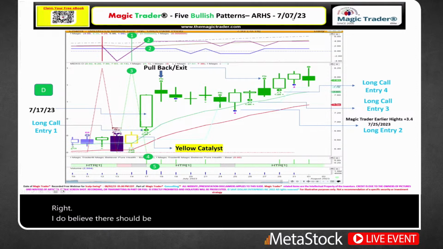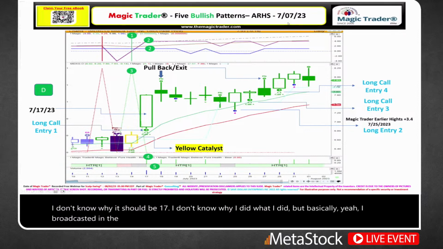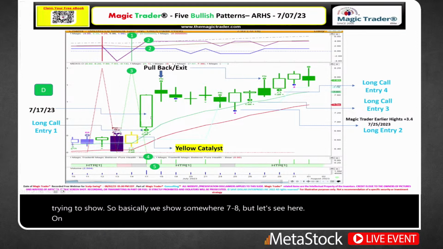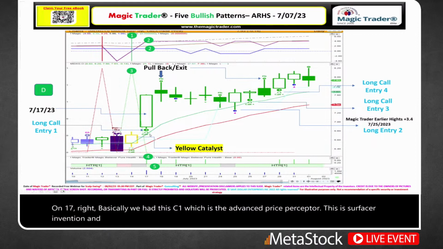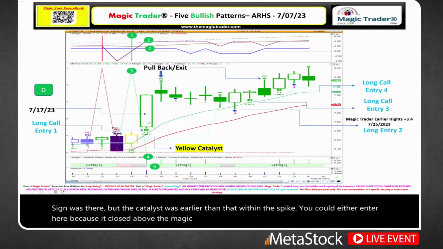I do believe this should be, I don't know why, it should be 17. I don't know why I did what I did, but basically I broadcasted in the last one, ARSH, that date came from that, but what happened after that, I'm trying to show. On 17, basically, we had this C1, which is the advanced price perceptor. This itself is an invention, and the call sign was there, but the catalyst was earlier than that within the spike. You could either enter here because it closed above the magic line, or you could enter here, it doesn't matter. And you had 3 days of ride.